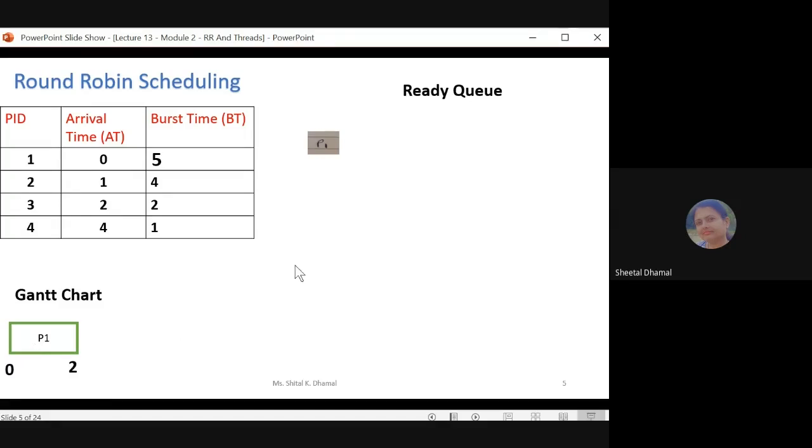So now you have to shift processes P2 and P3 from the process table into the ready queue. See, this is your ready queue. I have written process P1 first. Then process P2 is added at the end of the ready queue, because process P1 arrived at 0 and process P2 arrived at 1.